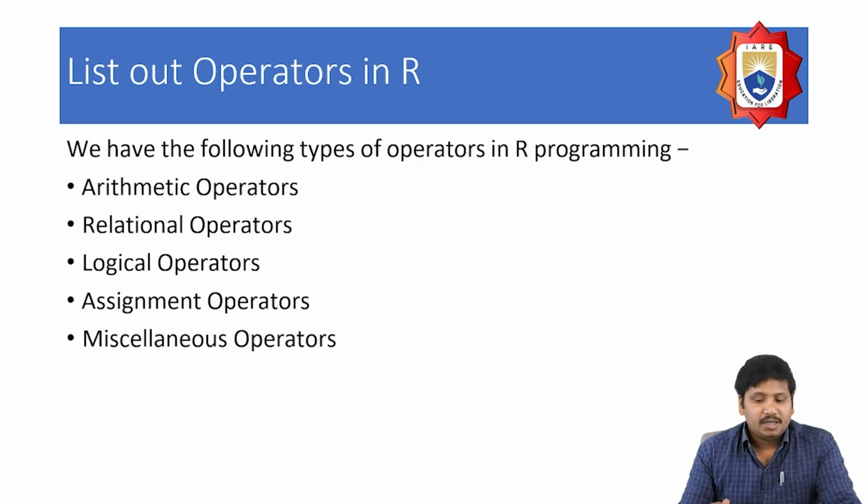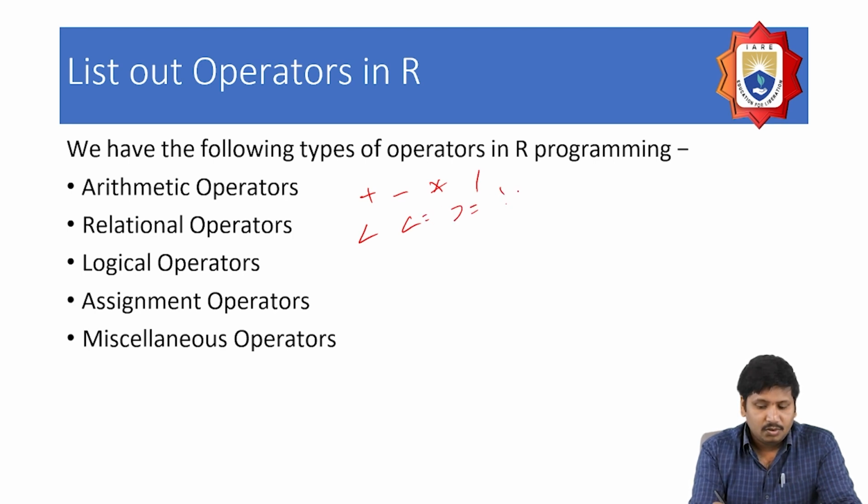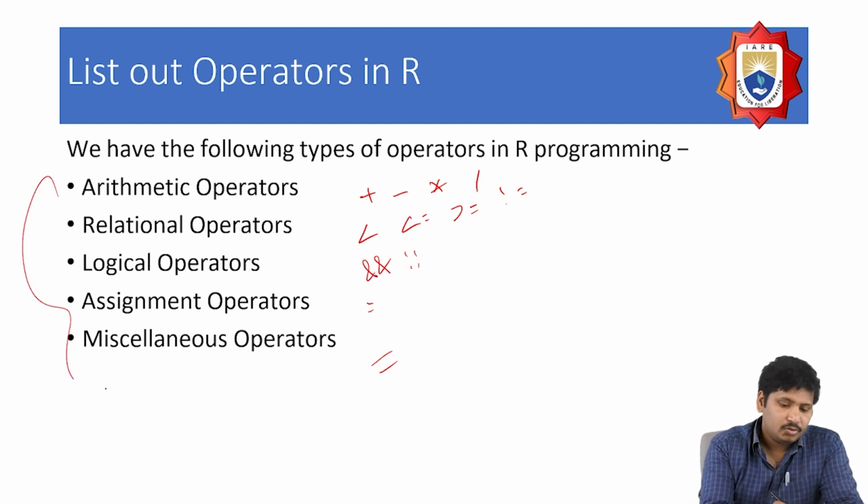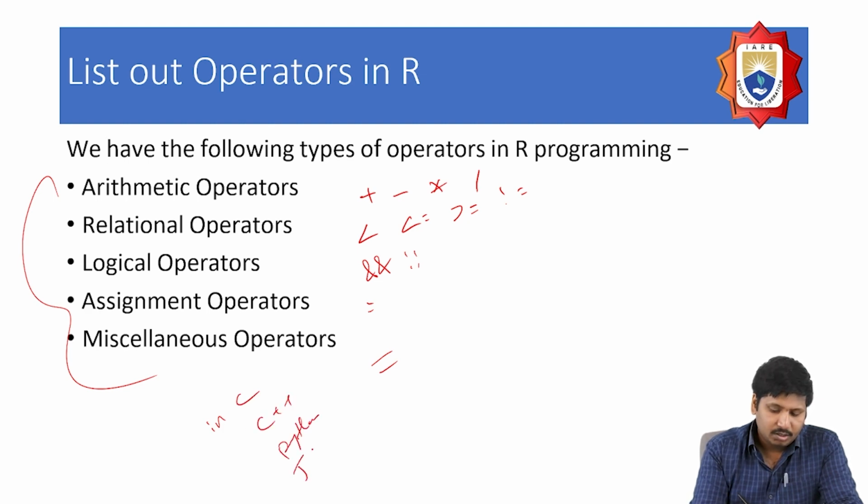And what are the operators that are available in R programming? Arithmetic operators like plus, minus, star, division, and relational operators like less than, less than or equal to, greater than, greater than or equal to, not equal to, and logical operators like and, or, an assignment operator, and some other miscellaneous operators are going to be used. All these operators are also available in C, C++, Python, and Java.